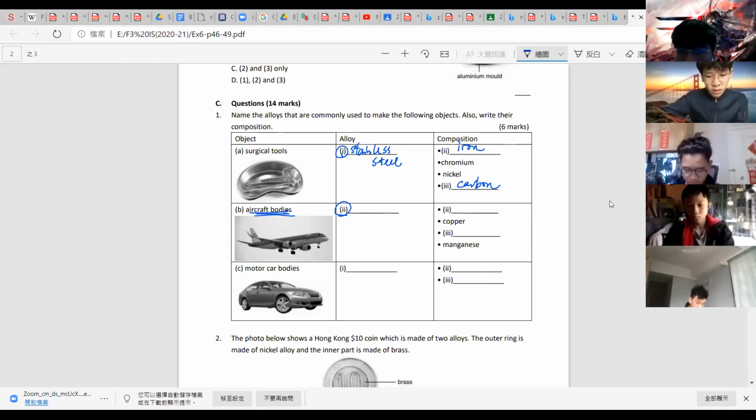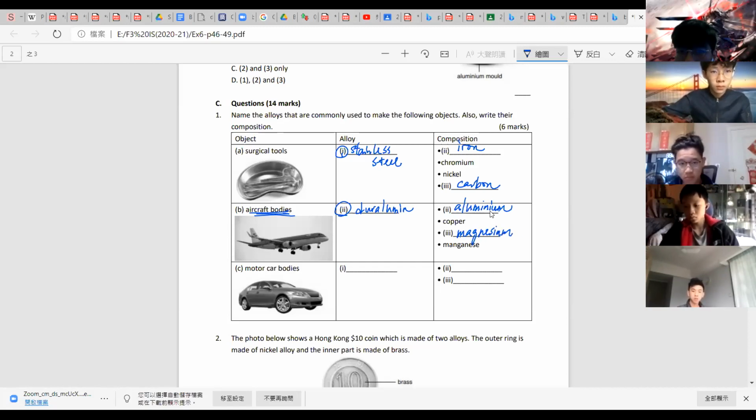More resistant to corrosion. So what is that alloy? How is it called? Yes, duralumin. Duralumin has aluminium as the main component, with copper and trace amounts of magnesium and manganese.